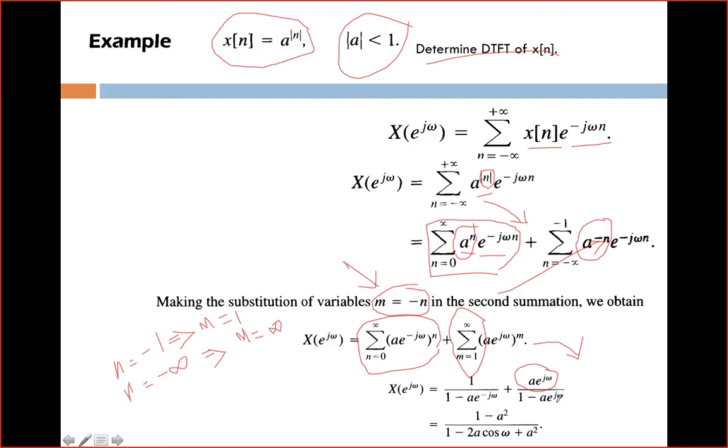Now in the denominator I have two different terms: 1 minus a into e power minus j omega, and 1 minus a into e power j omega. Now I have to reduce it by taking common factors. We don't have a common factor, so I am going to cross multiply. When I do this, I get 1 minus a square divided by 1 minus 2a into cos omega plus a square.